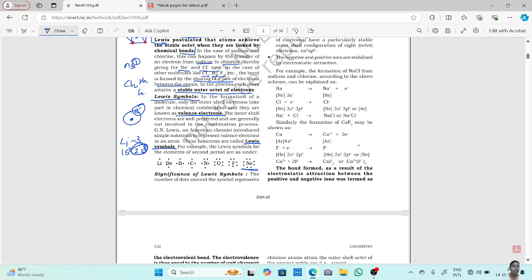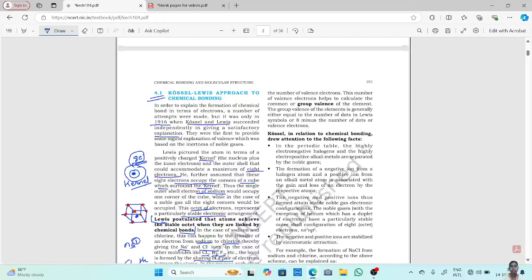The significance of Lewis symbol: what is the importance of Lewis symbol? The number of dots around the symbol represents the number of valence electrons associated with that atom. This number of valence electrons helps to calculate the common or group valency of the elements. The dots help you calculate how many bonds can be formed, or how many electrons are required to complete the octet. What is the valency of that atom?